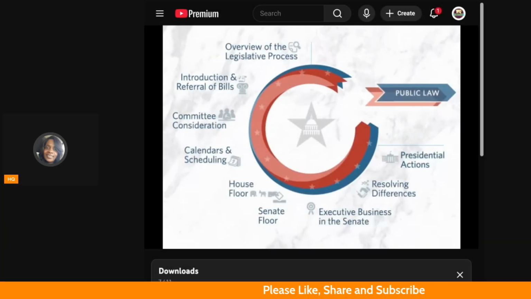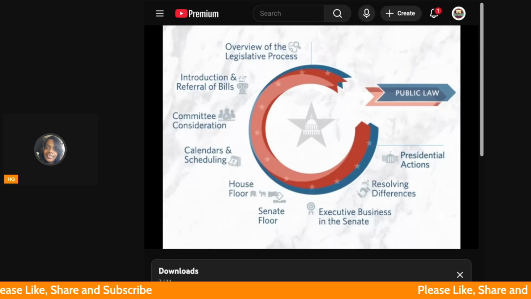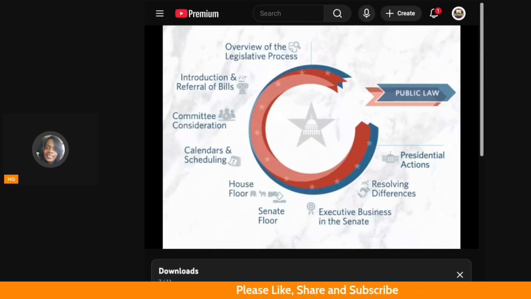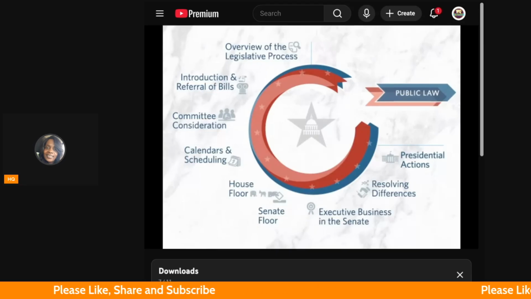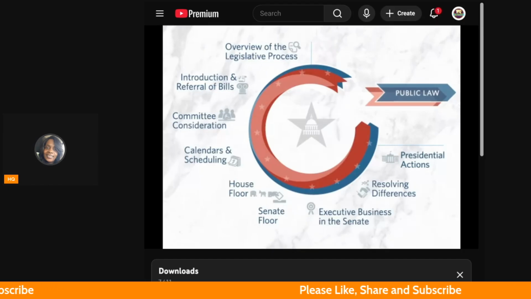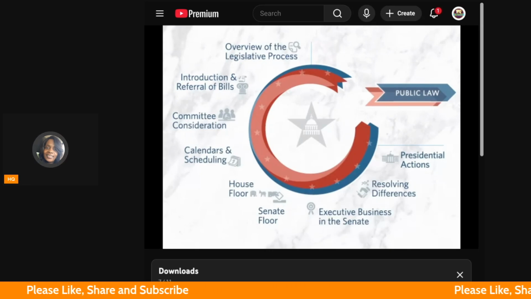The House functions as an execution chamber rather than a deliberative one. Rules governing debate and amendments ensure predictability and speed. By the time a bill reaches the floor, the outcome is largely set. This structure reflects the House's role in translating leadership priorities into formal votes, not reopening policy debates.